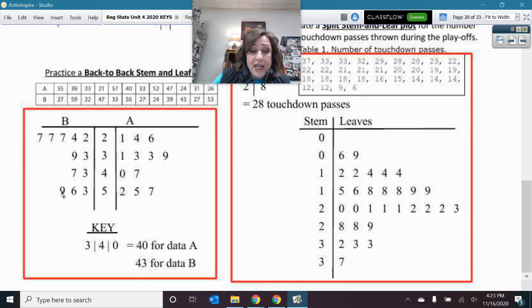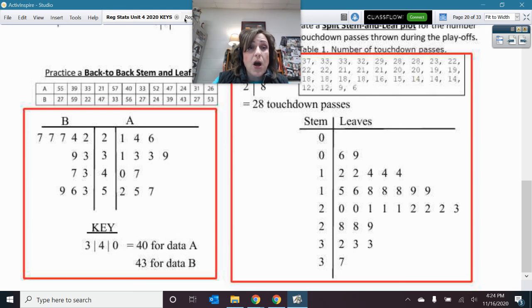All right, so here I have done this here. So here is the key. I chose the 3 as a left leaf, the 4, and now you might have also chosen the A's on the left and the B's on the right, and that's okay. Your back-to-back stem and leaf plot could have looked different from mine. But see, that's the beauty and the importance of the key, because you can set it up different ways, and we have to have it defined. So my key shows that this is 43 for data set B and 40 for data set A. All right. And if I had context, I would put that in there.